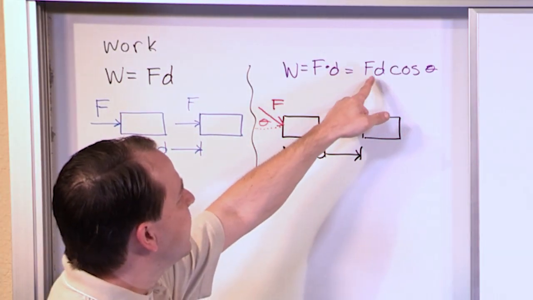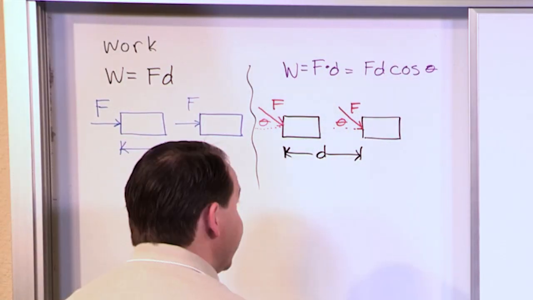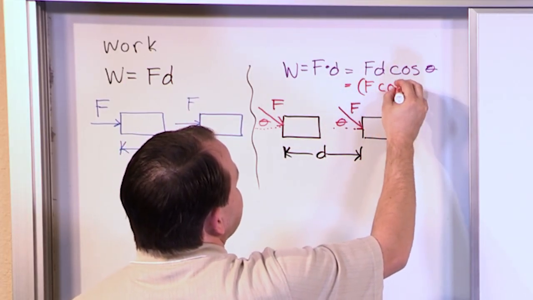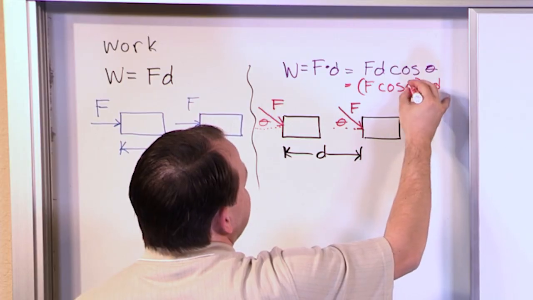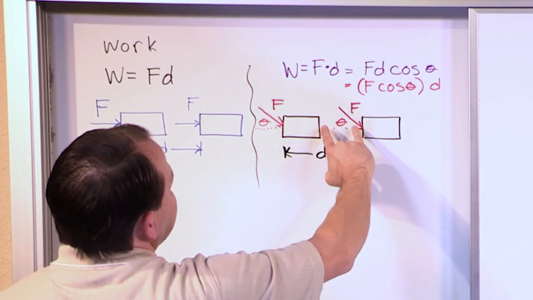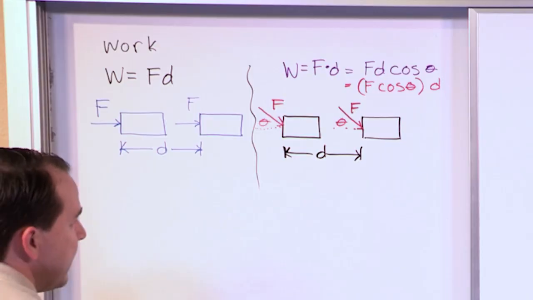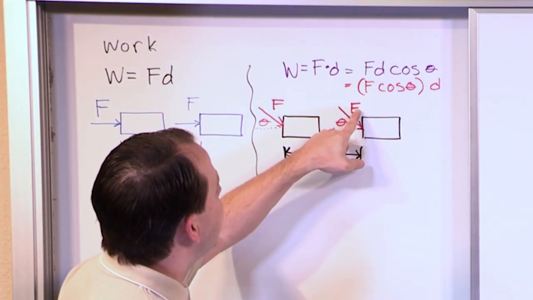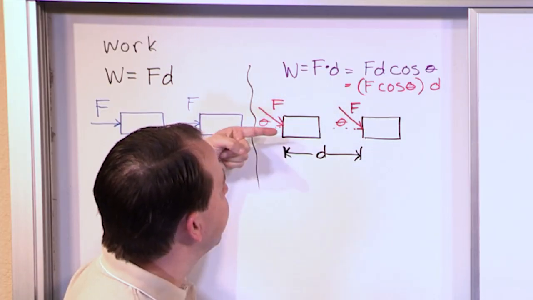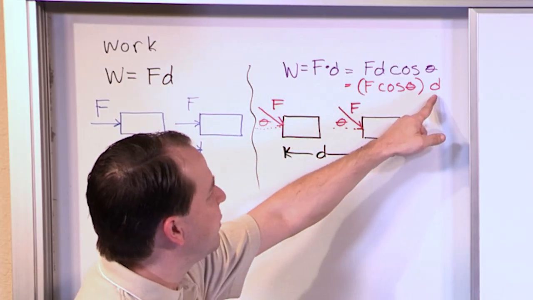So let me rewrite it to make sure you understand. This can be rewritten as F times cosine of theta times D. What F cosine theta is doing is chopping this force so it only looks at the force in the direction of motion. Because when you take the cosine of something times the magnitude, you basically chop it down. You only look at the x component. So all we're doing is looking at the x component of the force, and that number is multiplied by the distance.